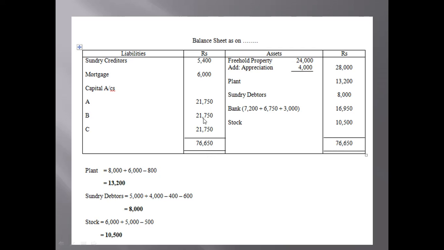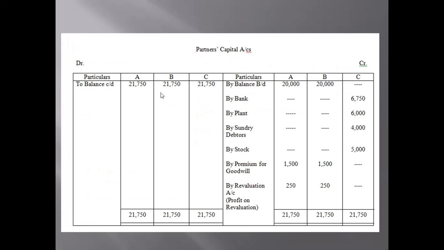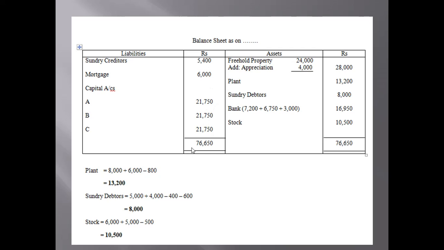Now look at the liability side. In the liability side, we have sundry creditors of rupees 5,400. Write the amount 5,400 here. Mortgage 6,000. If there is no adjustment in the revaluation account, write the amount directly. And for the capital balances of A, B, and C, we can refer to the capital account to balance, carrying towards the debit side whatever we have written in the debit column. 21750, the same balance has been followed, and the total will be 76650 on both sides.